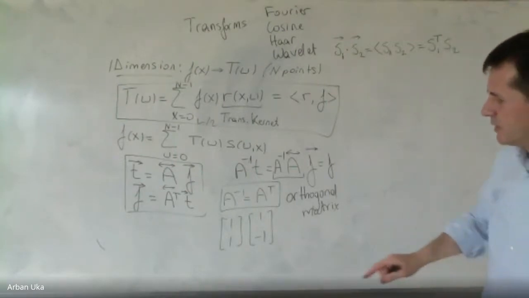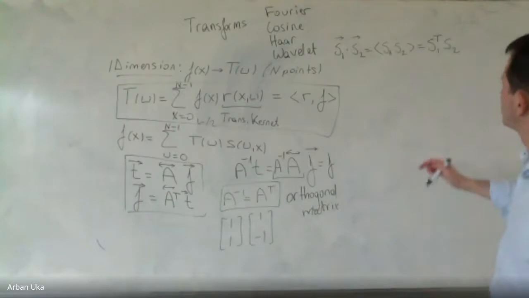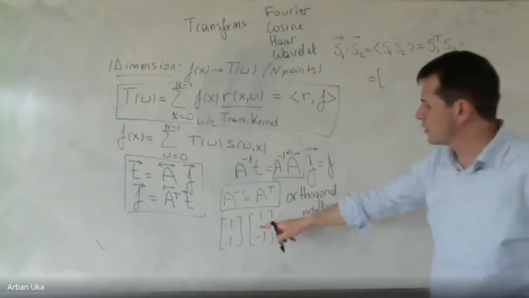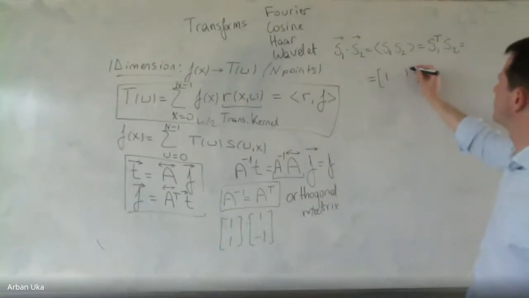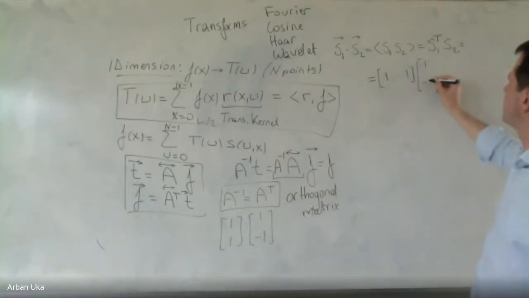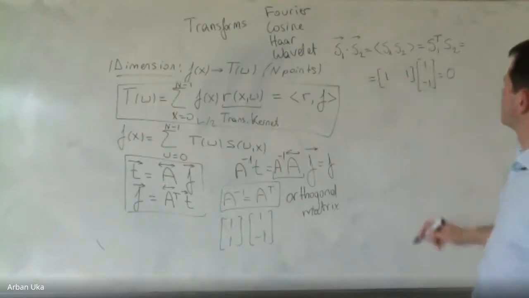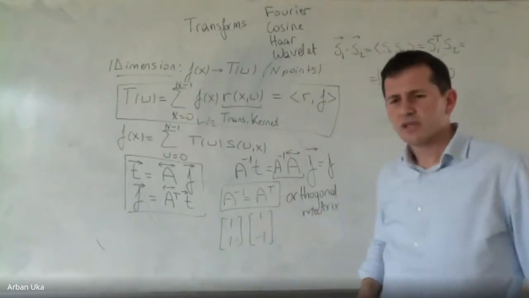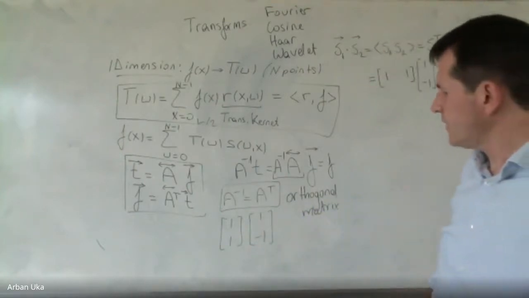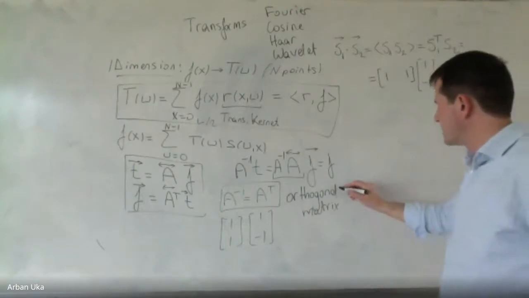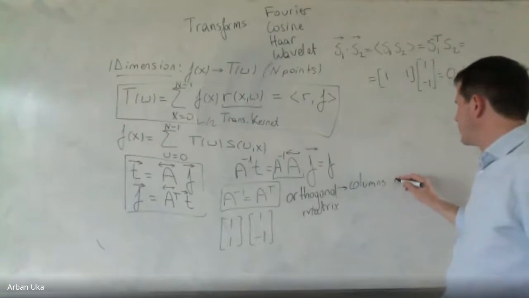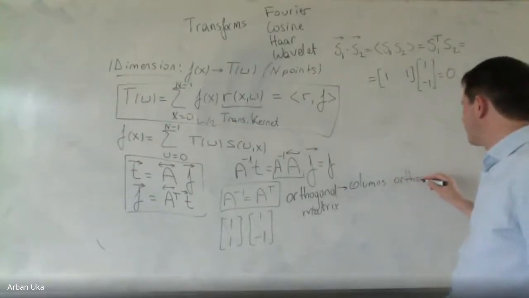Okay? Now let this be S1. S1 transpose, it is a column, this becomes a row. So we have 1, 1 times 1, minus 1. And we have 1 times 1, 1 minus 1, this is 0. So it looks like if this matrix A has two columns that look like this, then they are orthogonal. So the first property is that columns should be orthogonal with respect to each other.